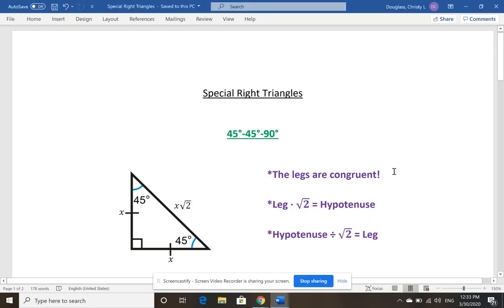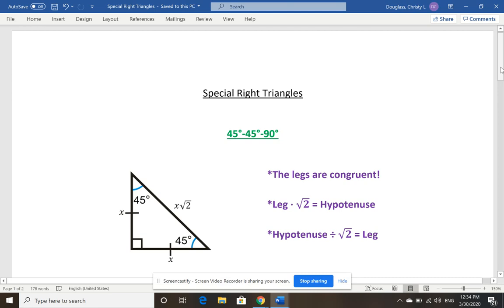Hey guys, here's a video about special right triangles. You might recall these from geometry. You are going to encounter special right triangles as you work with trigonometry all the time. So we definitely want to review our special right triangles. There are two right triangles that we consider special.